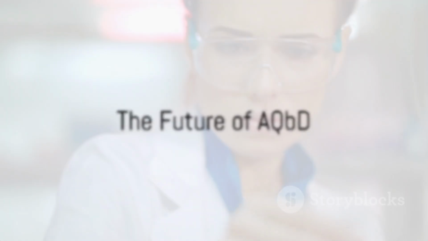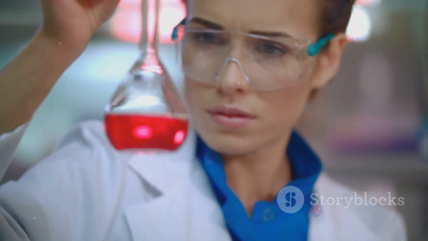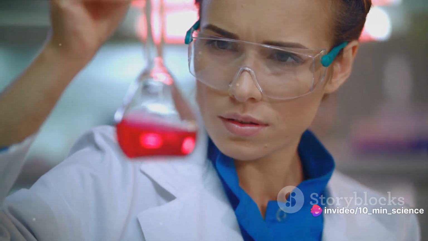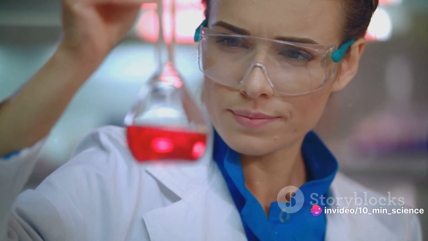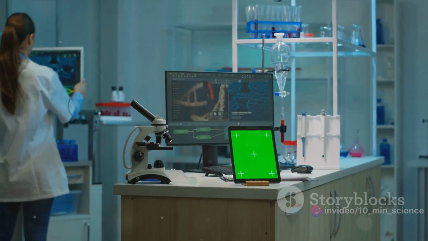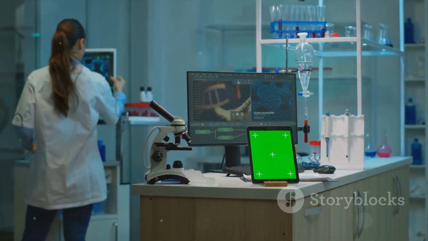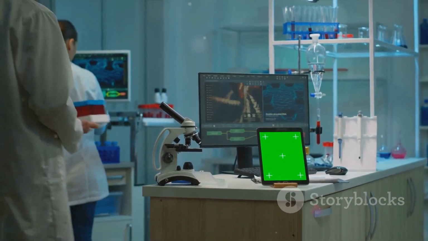So, where is AQbD heading in the future? As we look forward, we see the analytical quality by design approach becoming more than just a strategy, but a standard in the pharmaceutical industry. AQbD's systematic, risk-based approach to drug development is transforming the way we view and manage quality.